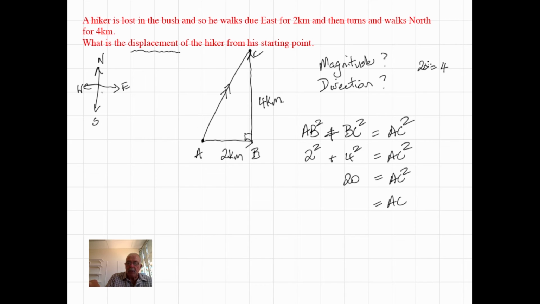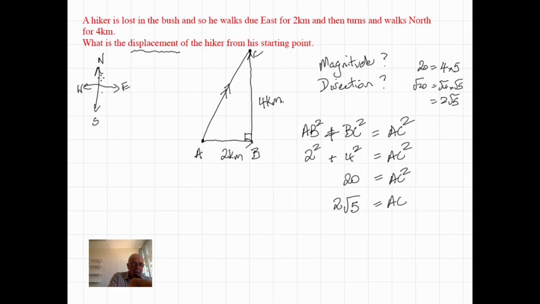So the biggest square number that divides evenly into 20 is 4 times 5, so root 20 equals root 4 times root 5, and that's equal to 2 root 5. So AC will be equal to, in its simplest form, 2 root 5. And that will be in kilometres. So we've got the magnitude of the vector AC, and now we've got to work out some sort of direction.